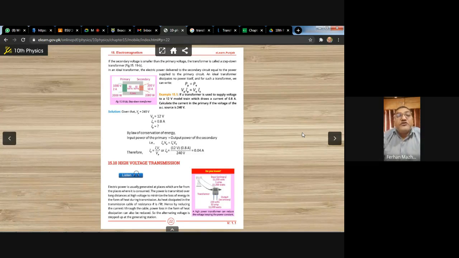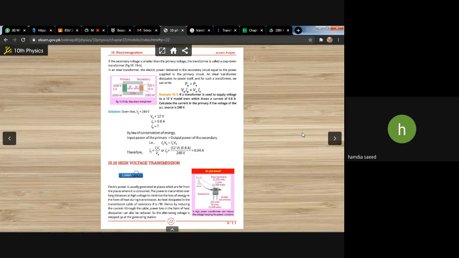In the step-up transformer, the number of turns in the secondary are more than the number of turns in the primary. In the step-down transformer, the number of turns in the secondary are smaller, fewer or less than the number of turns in the primary. Okay. If the secondary voltage is smaller than the primary voltage, the transformer is called a step-down transformer.